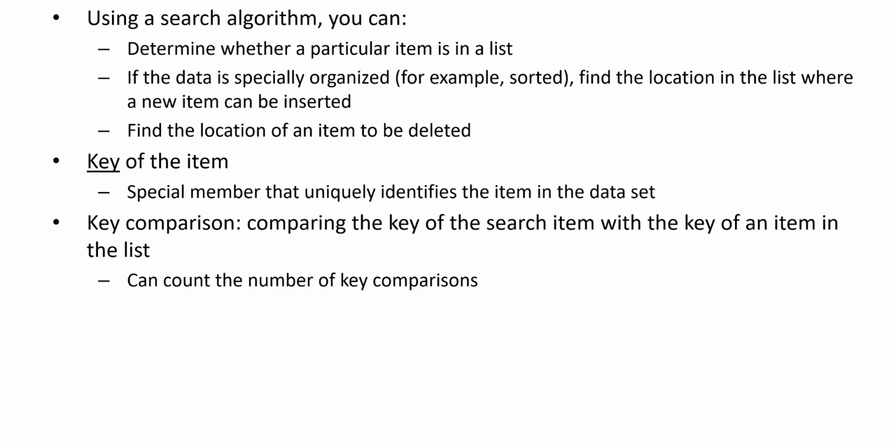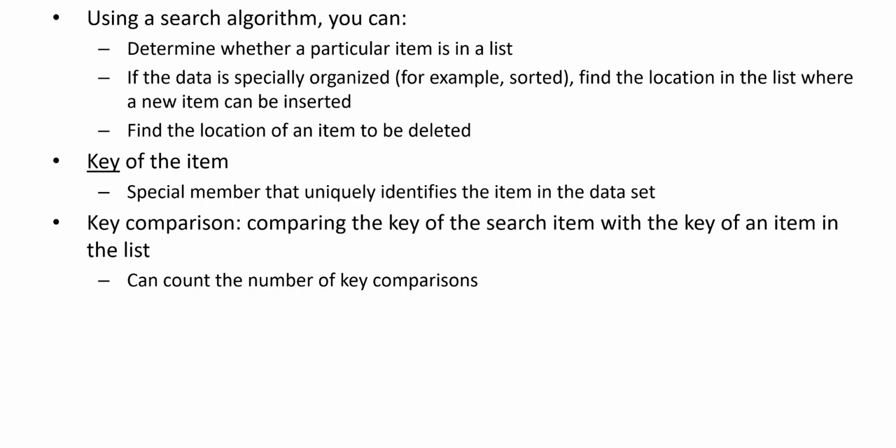Associated with each item in a dataset is a special member that uniquely identifies the item in the dataset. For example, if you have a dataset consisting of student records, then the student ID uniquely identifies each student in a particular school. This unique member of the item is called the key. The keys of the items in the dataset are used in such operations as searching, sorting, inserting, and deleting.